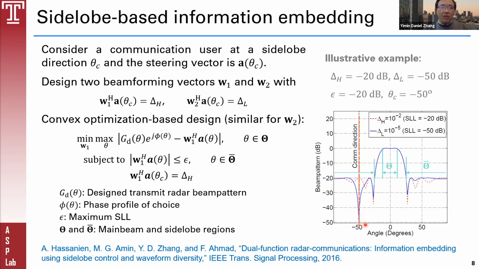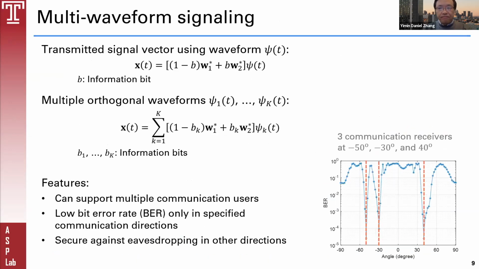So by switching between W1 and W2, the radar function is not affected because both of them provide the same main beam pattern, whereas the side lobe levels are changed. So the communication user can detect whether this is a high or a low, and by doing this, we can embed the information. The transmitted signal will be either this term or this term, and B is the information bit, binary number 0 or 1, to control this.